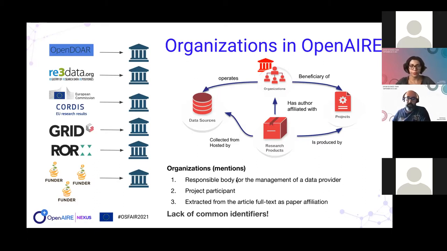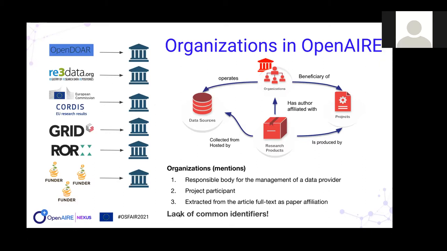However, in many cases, the organizations provided are just textual mentions, often characterized by very thin information and, most importantly, not sharing the same identification schemes. So it's not possible to reconcile them using shared identifiers. This situation poses the basis for the motivation behind why we had to reconcile this information in order to exploit it in a reasonable way inside the OpenAIRE research graph.